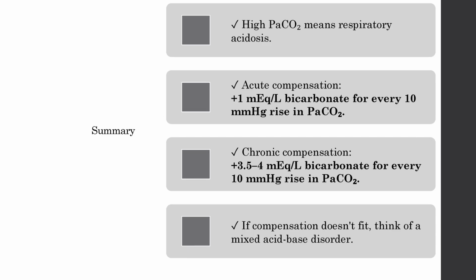Remember these 4 rules. High CO2 means respiratory acidosis. Acute compensation: plus 1 milliequivalent per liter bicarbonate for every 10 millimeters of mercury rise in CO2. Chronic compensation: plus 3.5 to 4 milliequivalent per liter bicarbonate for every 10 millimeters of mercury rise in CO2. If compensation doesn't fit, think of a mixed acid-base disorder. Mastering these simple rules makes ABG interpretation much easier in daily clinical practice.